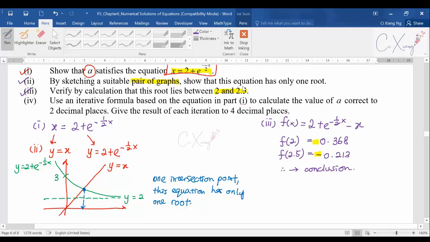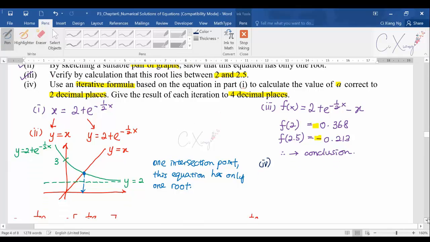And if we continue further to part number 4, for this part number 4, they want you to use the iterative formula based on equation number 1 to calculate the value of A, correct to 2 decimal places. Give the result of each iteration to 4 decimal places.